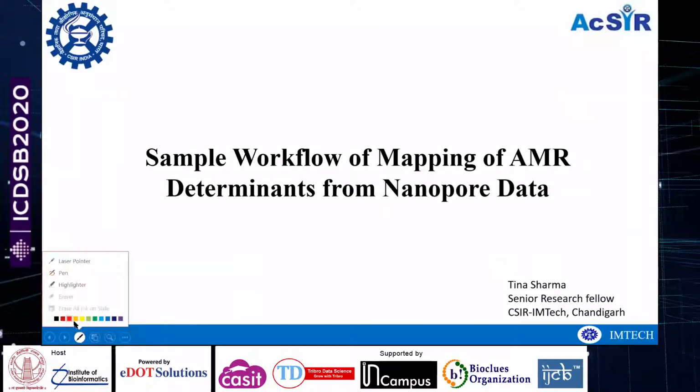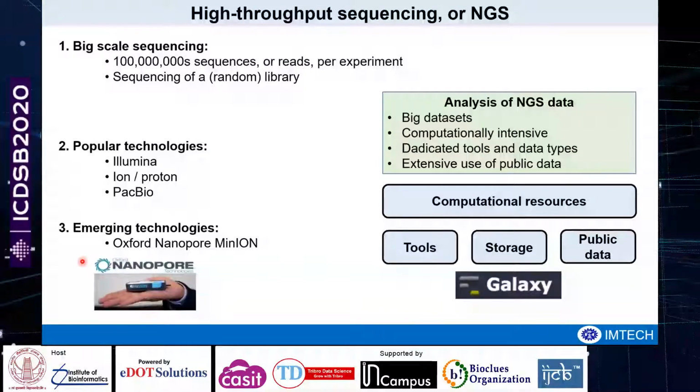Today we will be discussing a sample workflow for mapping of AMR determinants from nanopore data. In this session, we will discuss how workflows work in Galaxy. As you all are aware, the human genome sequence has profoundly altered our understanding of biology, human diversity and diseases. The path from the first draft sequence to our nascent era of personal genomes and genomic medicine has been made possible only because of the extraordinary advancements in DNA sequencing technologies.